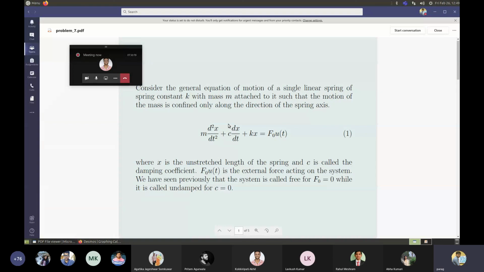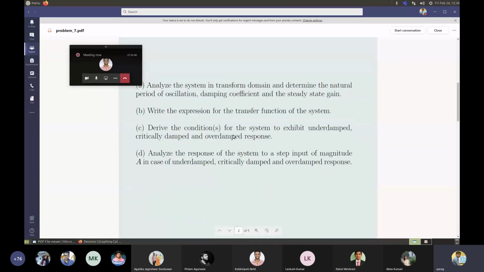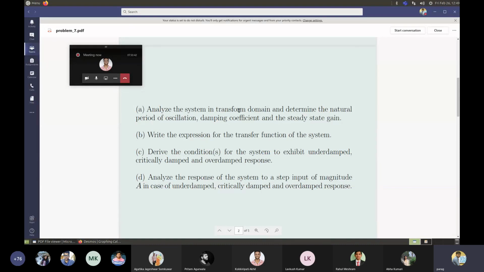Again, spring mass system. We have solved this for a sinusoidal input. We already solved this in lecture number 2. The exact same equation was given to you, where C is called the damping coefficient, K the spring constant, u of t in the previous case was sine of omega t, right? The system is known to you. Then what do you have to do? Analyze the system in transform domain and determine the natural period of oscillation, damping coefficient, and steady state gain.